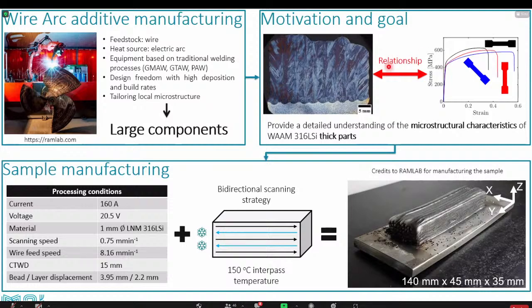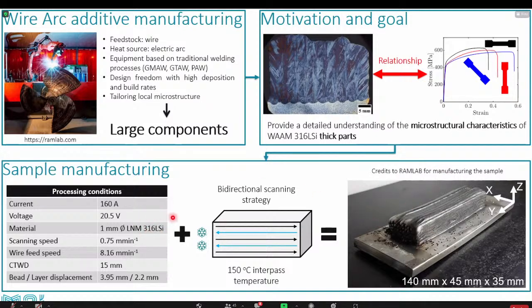But in order to fully exploit the versatility of the process, we need to really understand the relationship between the structure and the properties, and not only in terms of structure, but also in terms of the process itself. Therefore, the goal of this work is to investigate the microstructure. We're not going to be presenting any mechanical characterization today, because we need a fundamental understanding and to relate these to how we process the part.